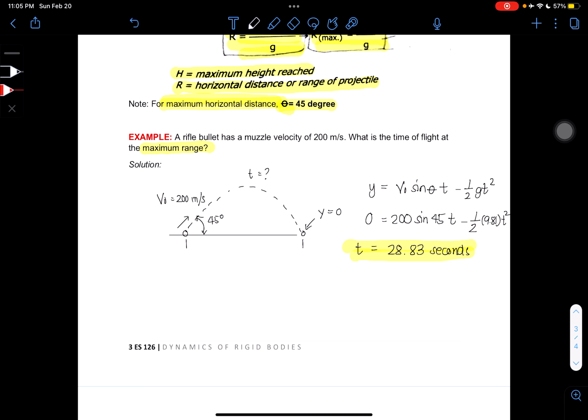So balikon ni ma'am, again take note nganong 45 na diha. To reach the maximum range, nag-mention man siya sa problem. So therefore, our firing angle is 45 degrees. So constant na siya if maximum range.